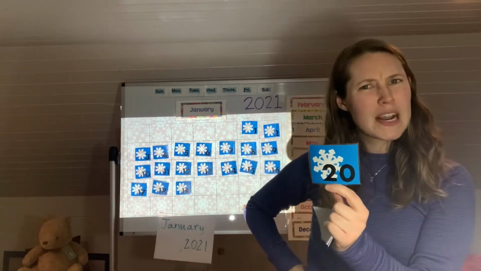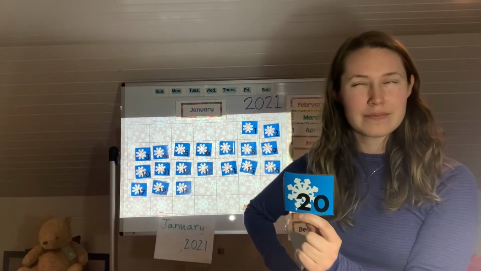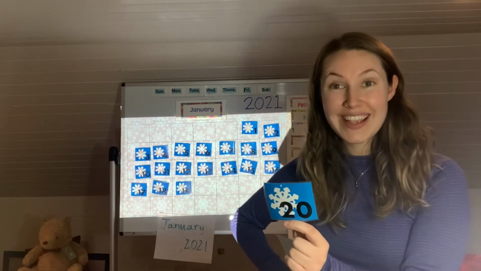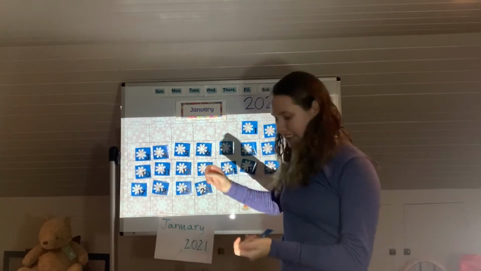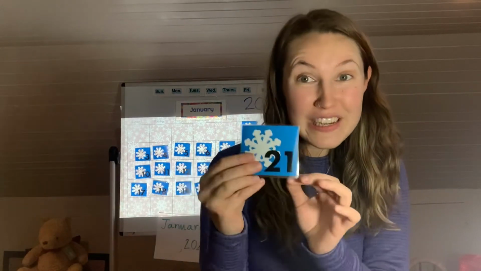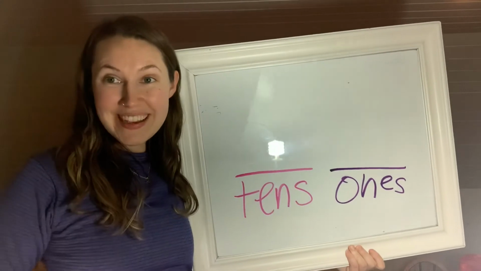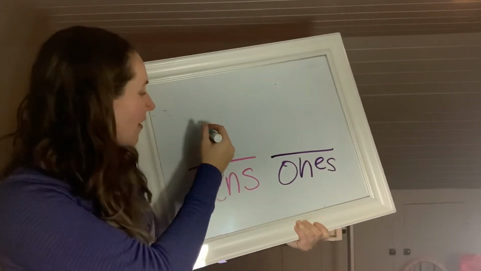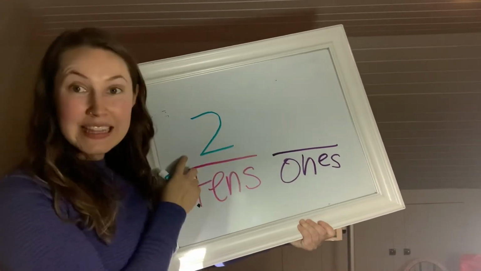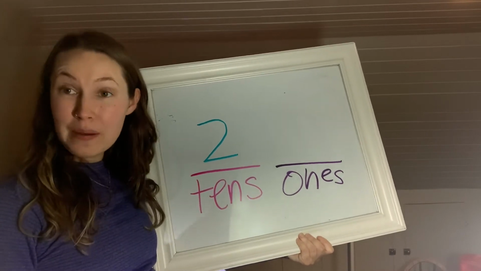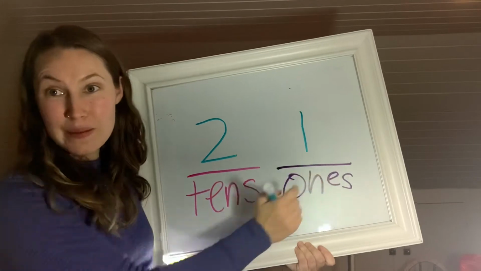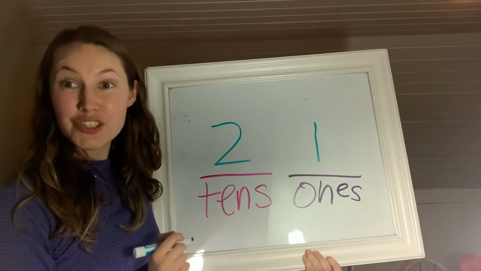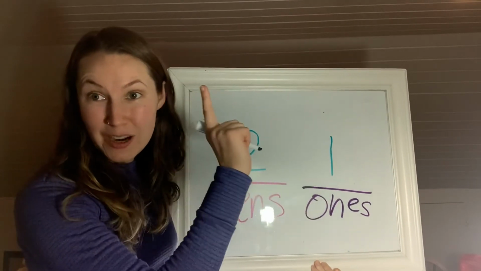Now, what number is 1 more than 20? 20, 21. So today it is the 21st. Now let's look at that number 21. When we look at the number 21, we have a 2 in the tens position, which means that we have two groups of 10, and we have a 1 in the ones position, which means that we have two groups of 10 and one little one block.